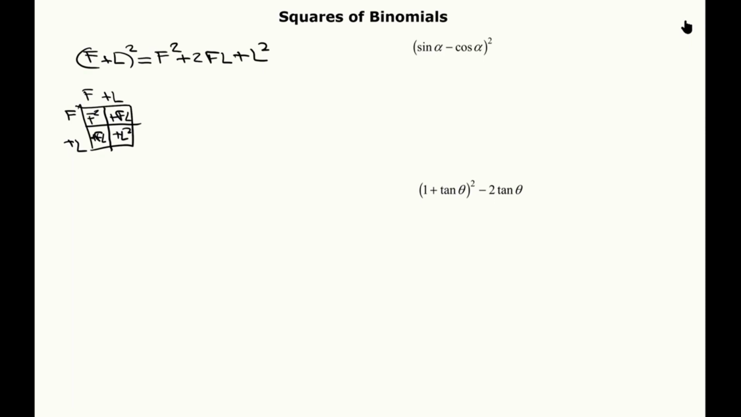So the other one that we knew was for the square of a difference. The first one was the square of a sum, and the formula is very similar. It's just that we get f squared minus 2FL plus l squared. So the only difference is that the middle term here becomes negative.